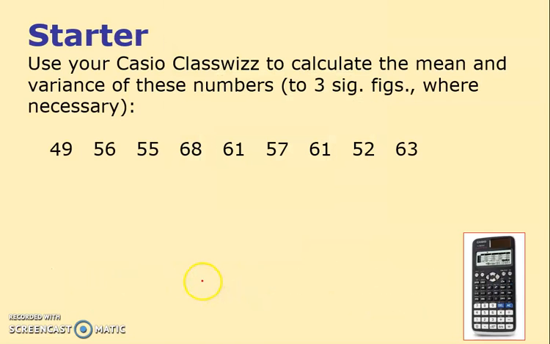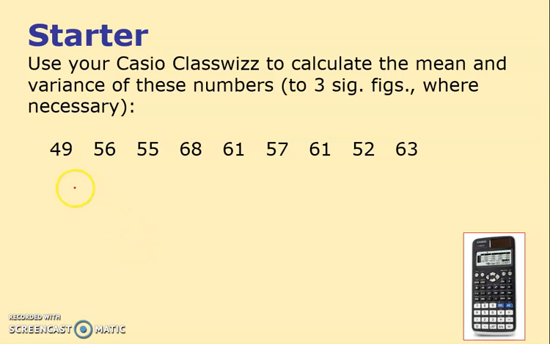So look, very quickly, a little start. If you type these numbers in, make sure you're in the right mode. Get yourself into mode statistics, one variable, and type those in and see if you can get the right answers. I want from your calculator the mean and the variance. I didn't ask for the standard deviation, I want the mean and the variance.